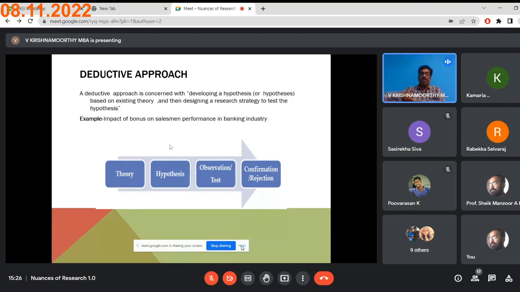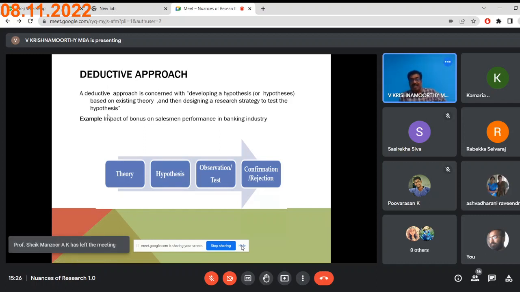So when you do research, PhD research or MBA research, you select this approach. That is the deductive approach. Deductive approach means select a theory, then develop hypothesis. Next, you can develop some constructs. Probably day after tomorrow, we are going to discuss how to develop constructs. You can develop constructs, and then you can test. Test means we are talking about statistical tools.